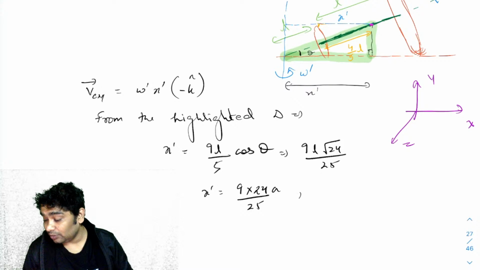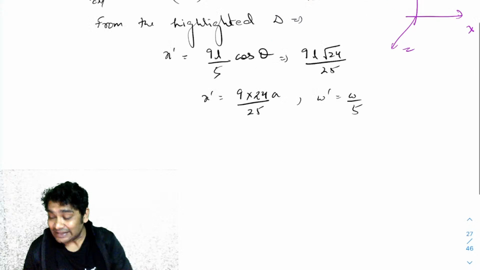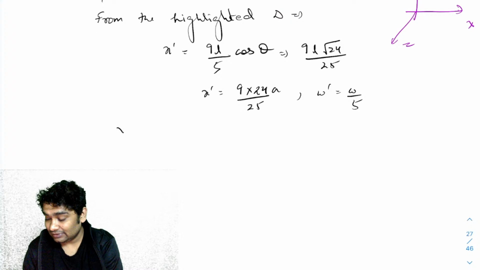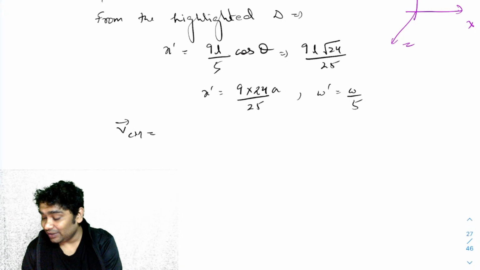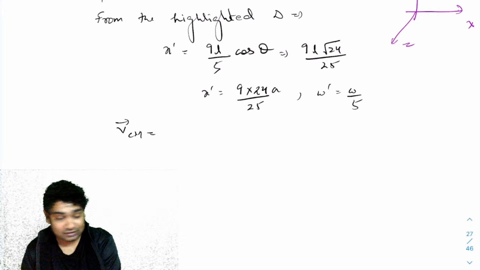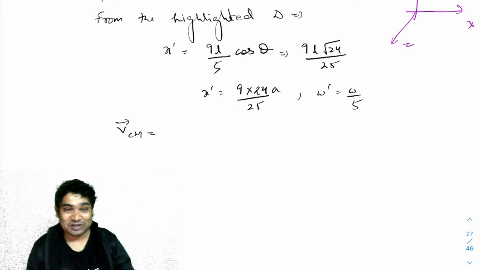And omega, how much was omega dash? Omega dash we already calculated was omega by 5. So VCM vector now I can write, VCM vector now becomes this entire thing multiplied together. Okay, so let me use the calculator.